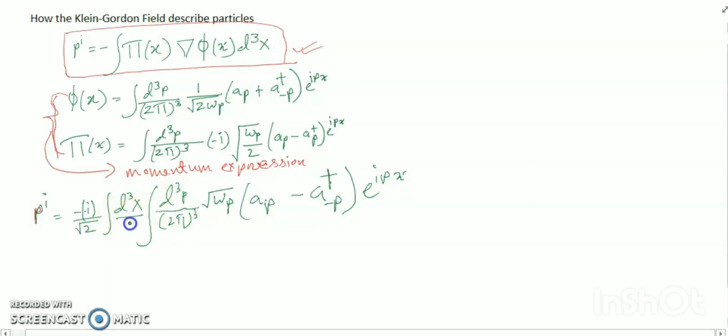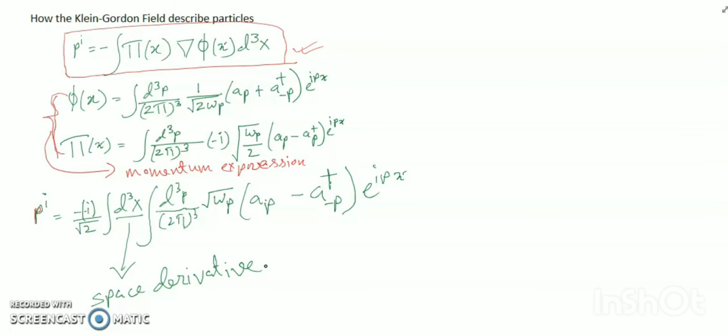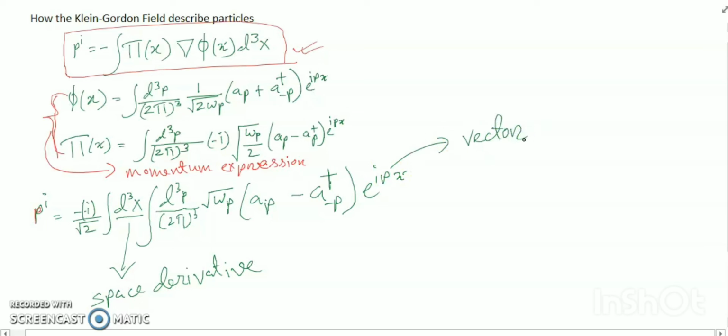These are space derivatives, and the only thing that depends on x here is the exponent, so the derivative gives i p. Here p is of course a vector, because this is basically three equations in one. That is why it still has that vector form.